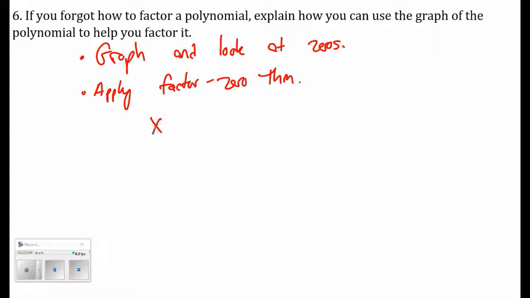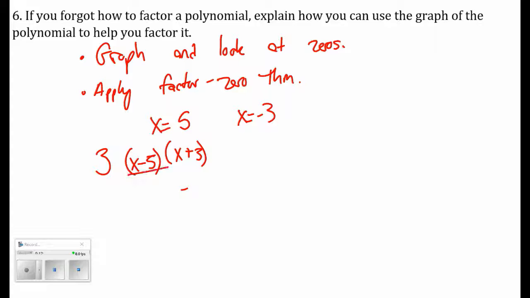So if we see that it has zeros at x equals 5 and x equals negative 3, I know one of the factors is x minus 5, and another factor is x plus 3. What this doesn't account for, though, is repeated roots, and it also doesn't account for leading coefficients. Maybe there's a leading coefficient in the original polynomial that you lose once you factor it.